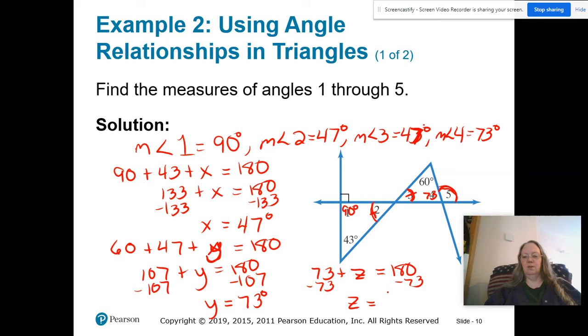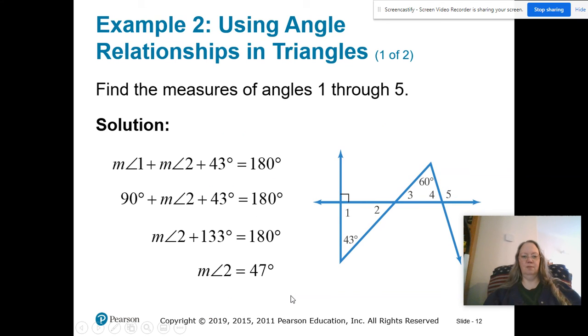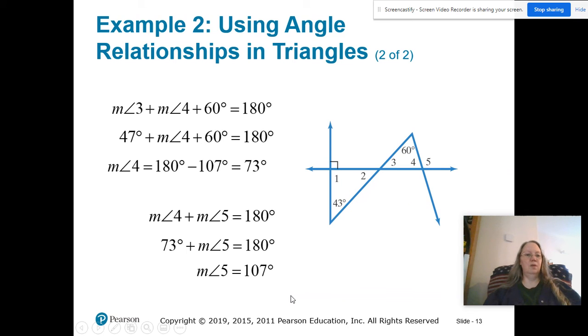So that would be 107. So the measure of angle 5, 107. Now, let's see if my arithmetic is correct. 47 and angle 4 is 73, which I had, and angle 5 is 107.